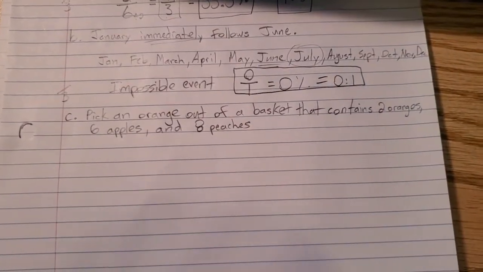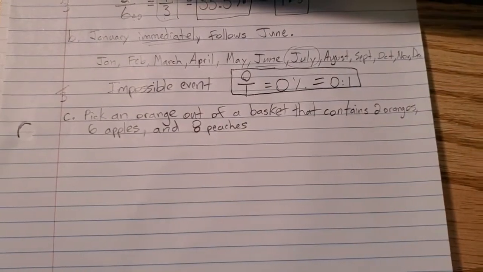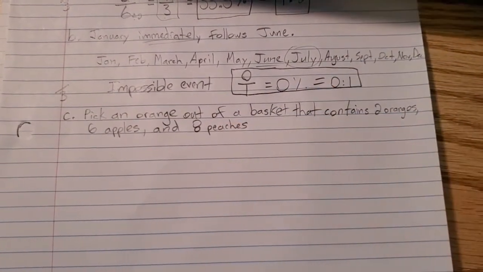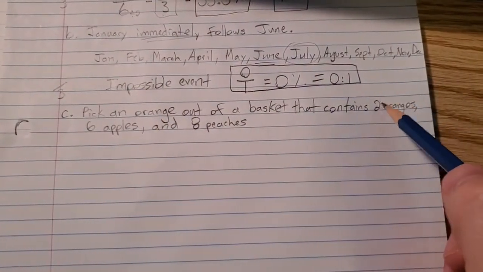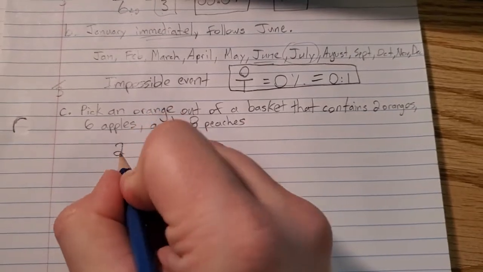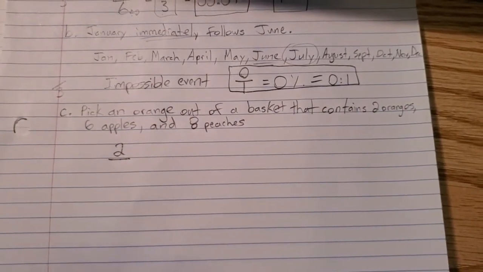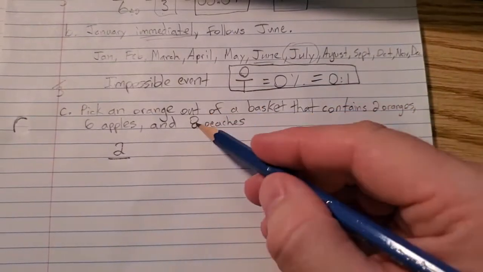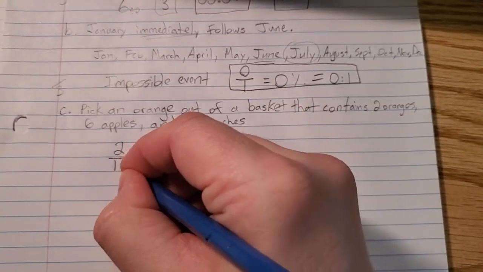All right, so part C says pick an orange out of a basket that contains 2 oranges, 6 apples, and 8 peaches. How many possible outcomes would be an orange? Well, there's 2 of them. There's 2 oranges in there. Could be one or the other. That's our possible outcomes. And how many outcomes are there could it possibly be? Well, it would be all of these added up. 2 plus 8 is 10 plus 6 is 16.